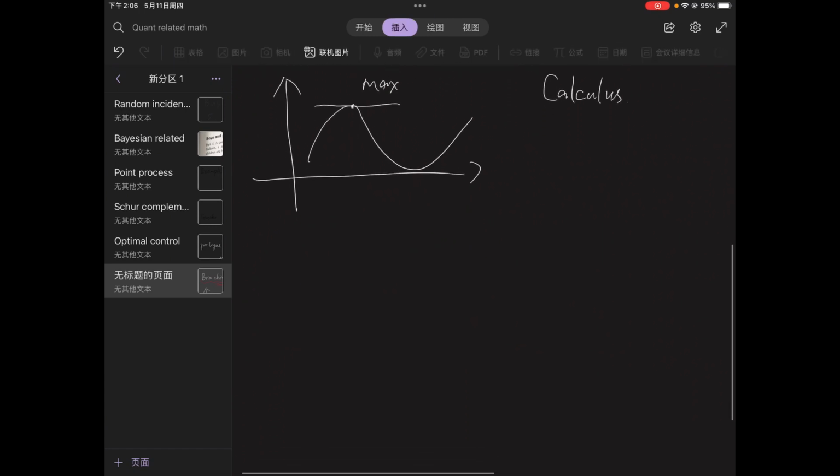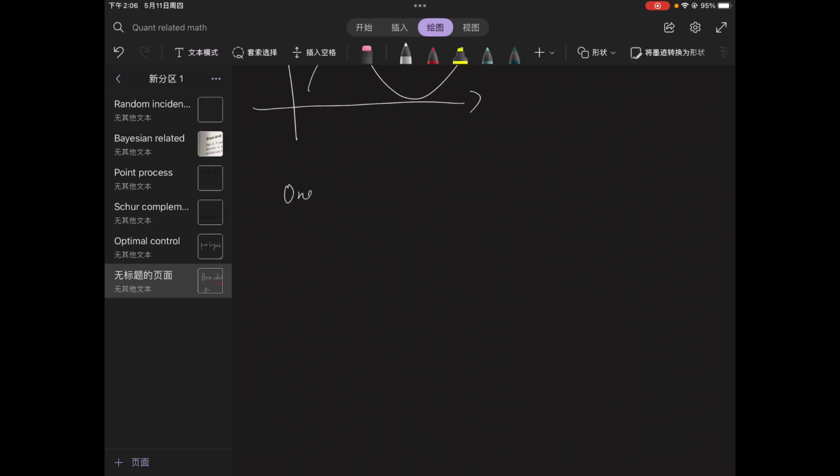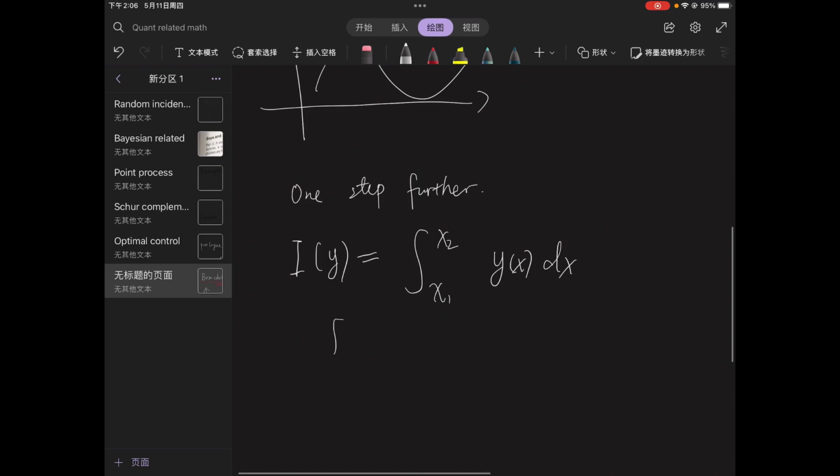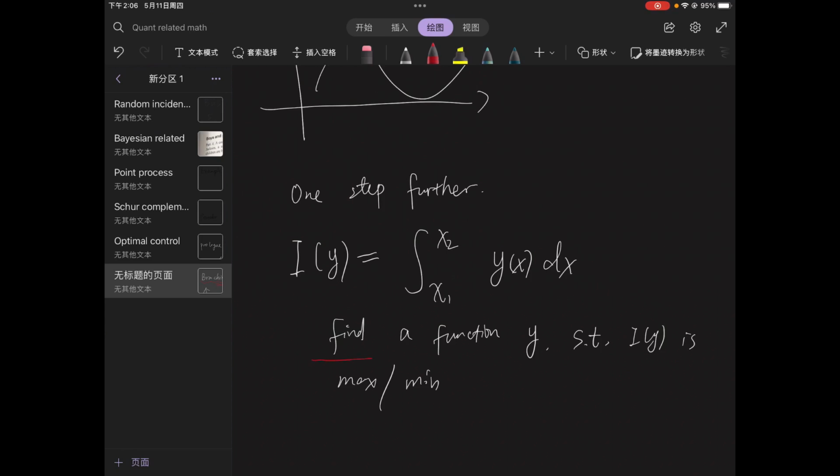But if we want to solve the calculus of variations questions, it's just one step further. Suppose we have an integral I of a function y, equal to the integral from x1 to x2 of y(x) dx. Then I want to find a function y such that I(y) is maximum or minimum. Then this is what we call a calculus of variations question. So instead of finding a value, this time I want to find a function. That's kind of the story.